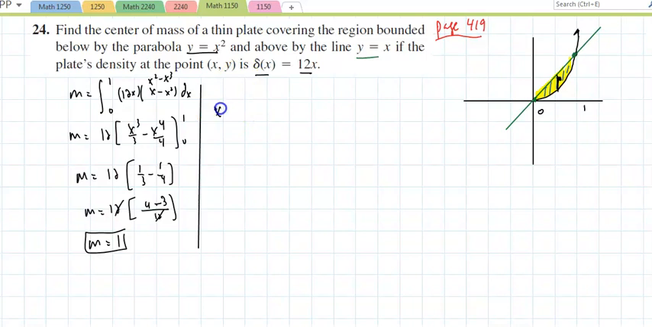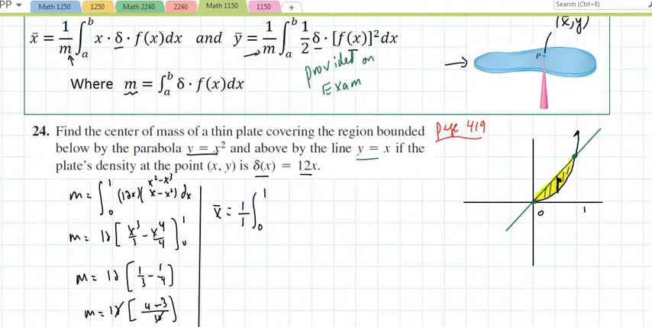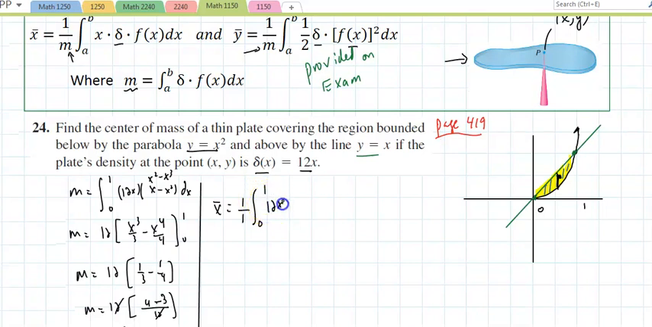X bar would be 1 over m. M is 1, the integral from 0 to 1 of delta times x. So delta is 12x times x times the area x minus x squared dx. And that would be 12 times the integral, x squared times x is x cubed. X squared times x squared is x to the 4th.